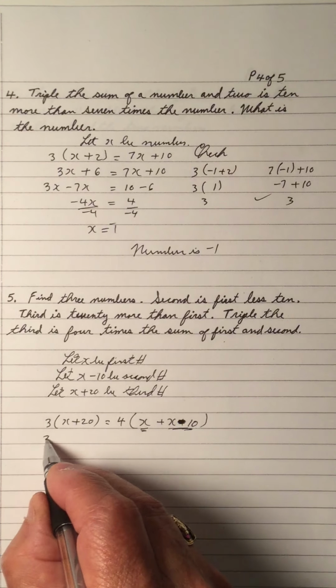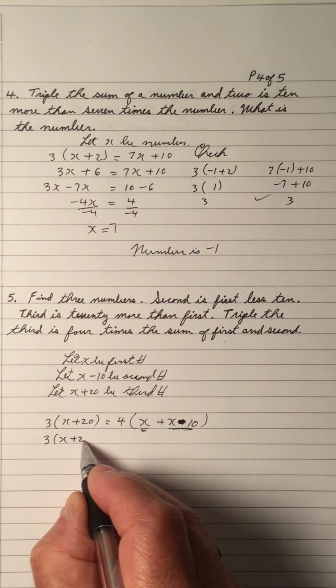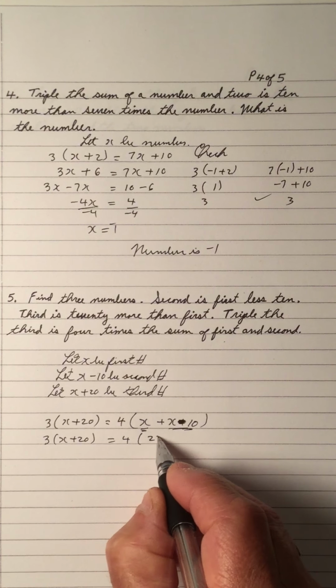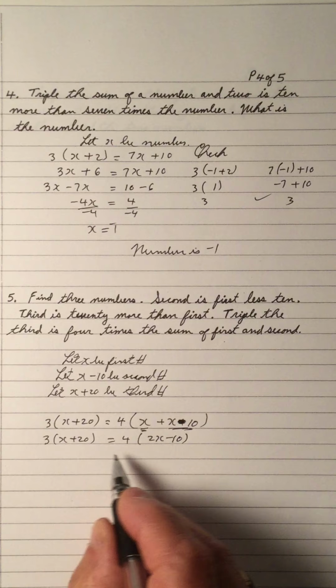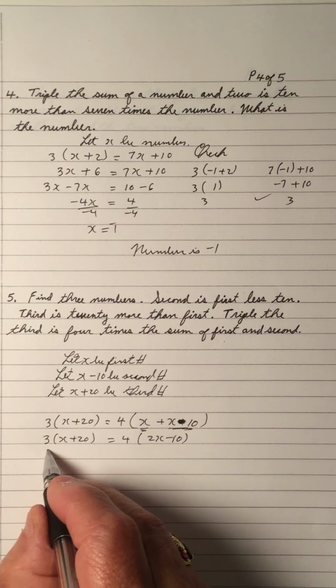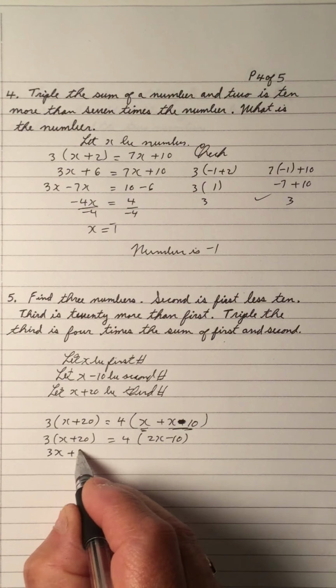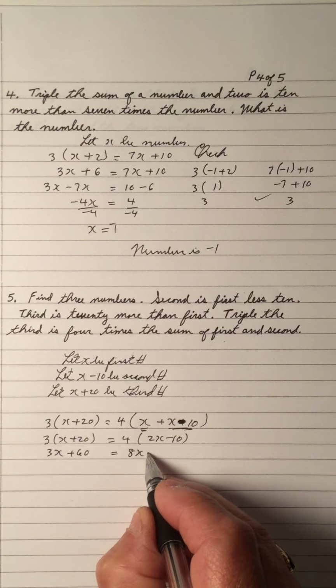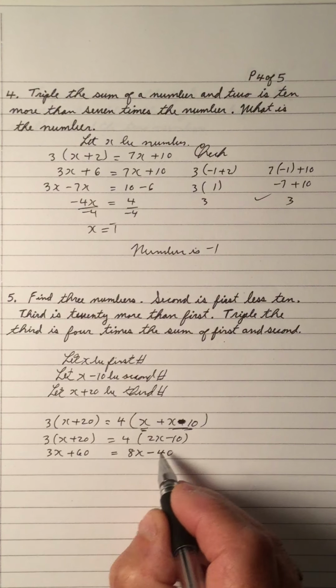So I should simplify the inside of the brackets first, according to BEDMAS. So x plus x is 2x minus 10. Now I multiply by distributive property. 3 times x, 3 times 20. 4 times 2x is 8x. 4 times negative 10 is negative 40.